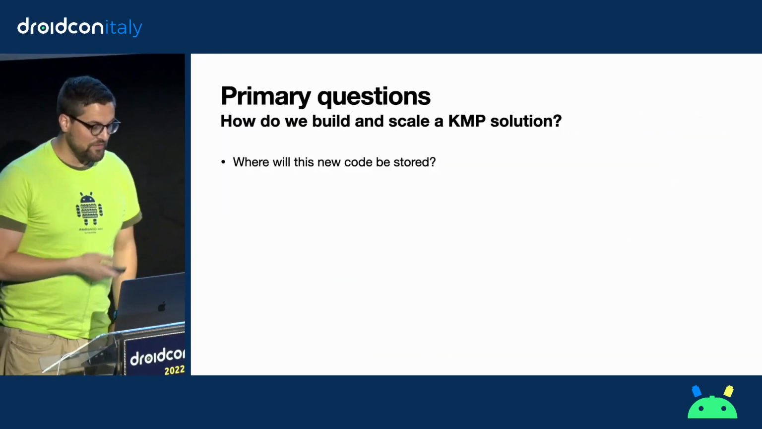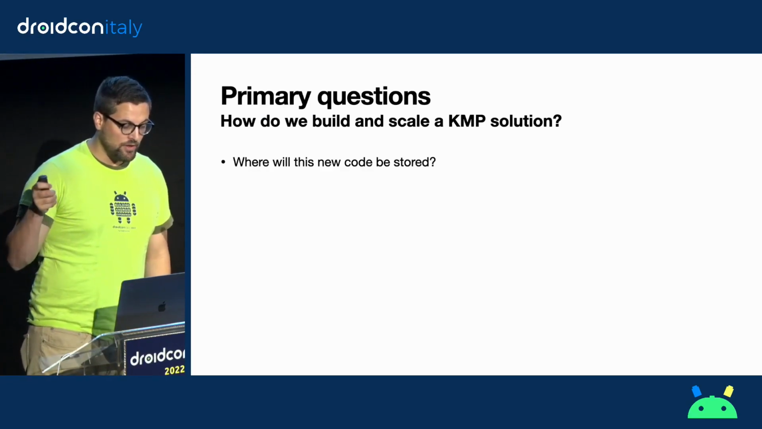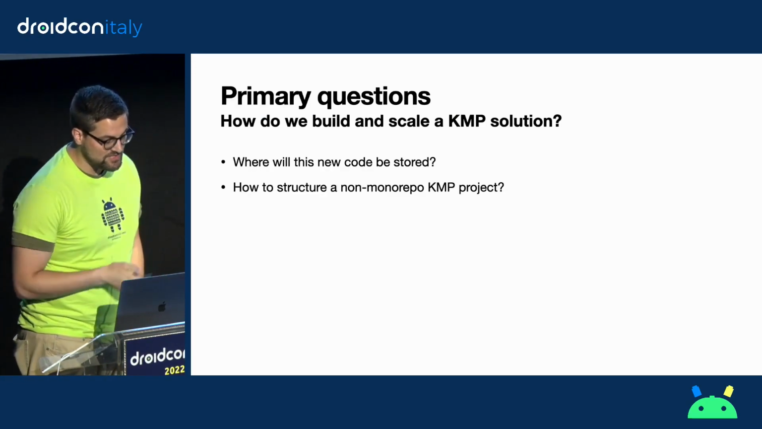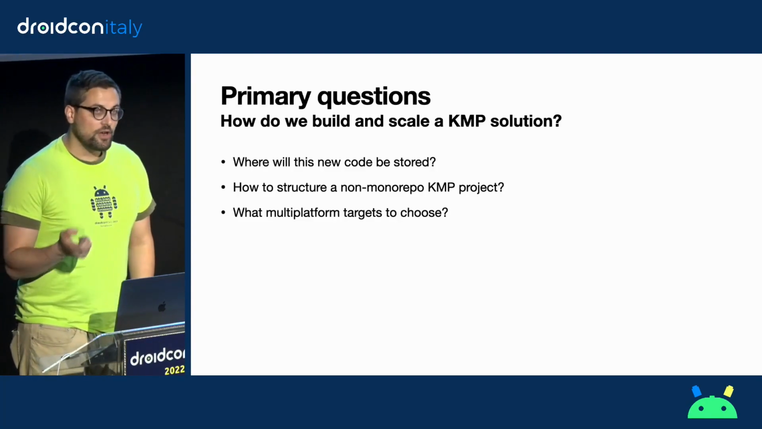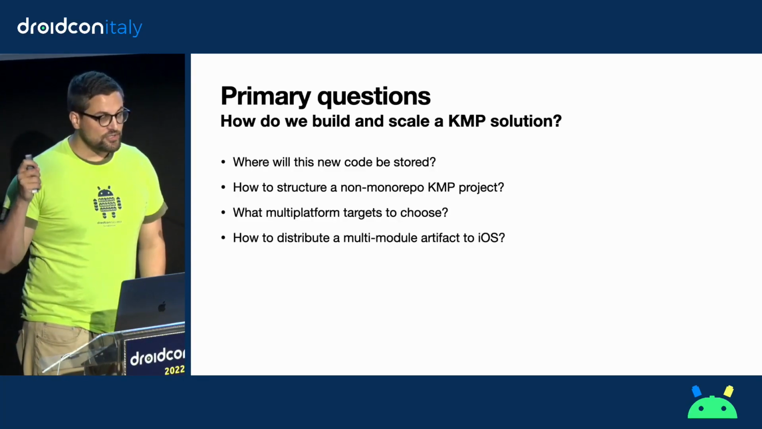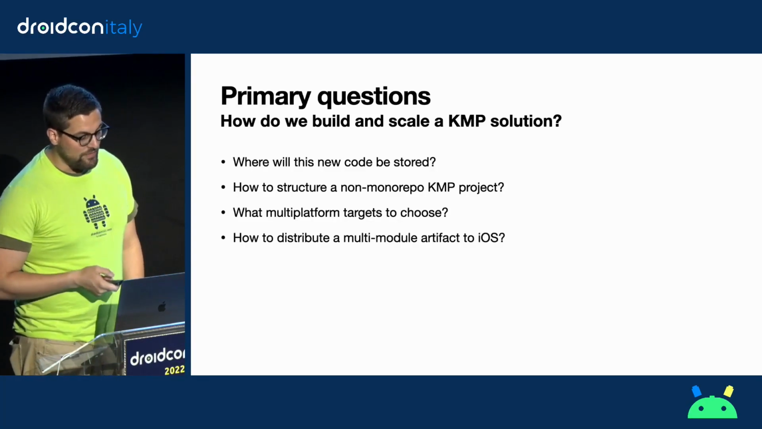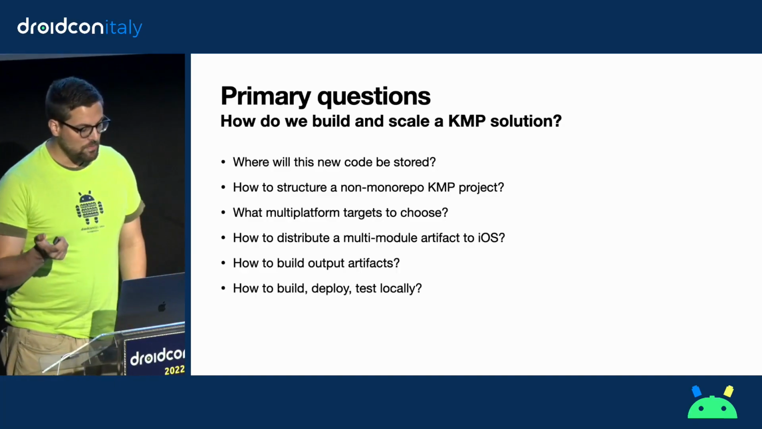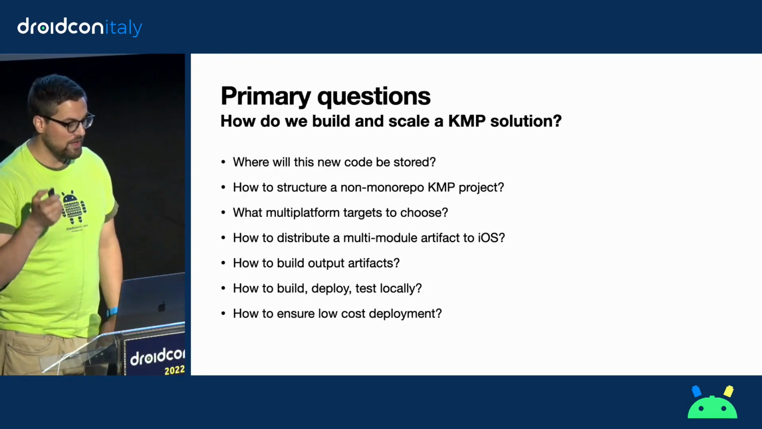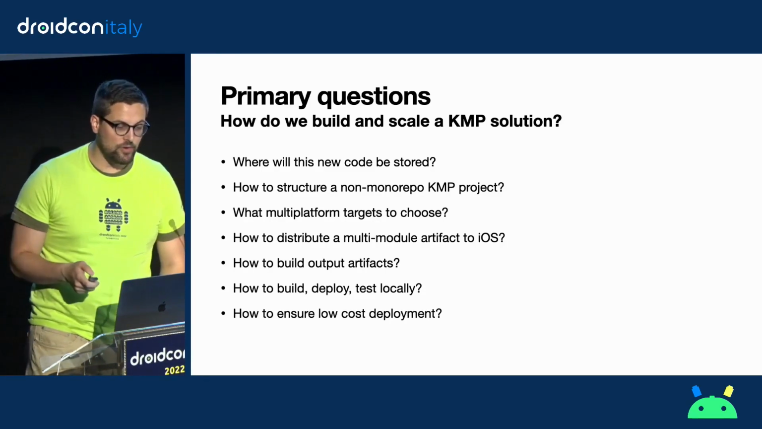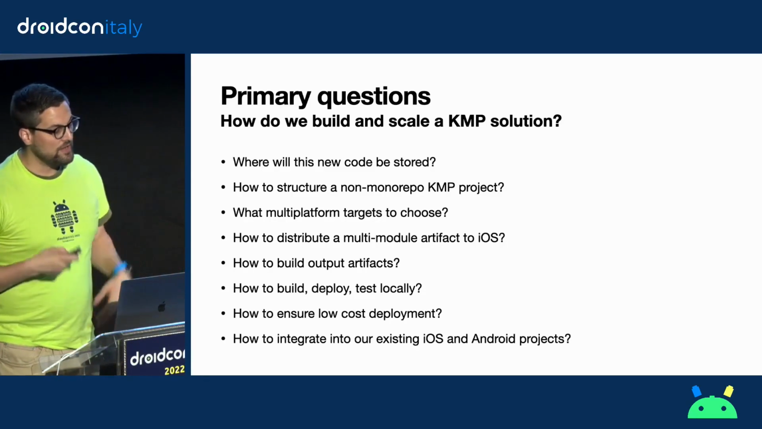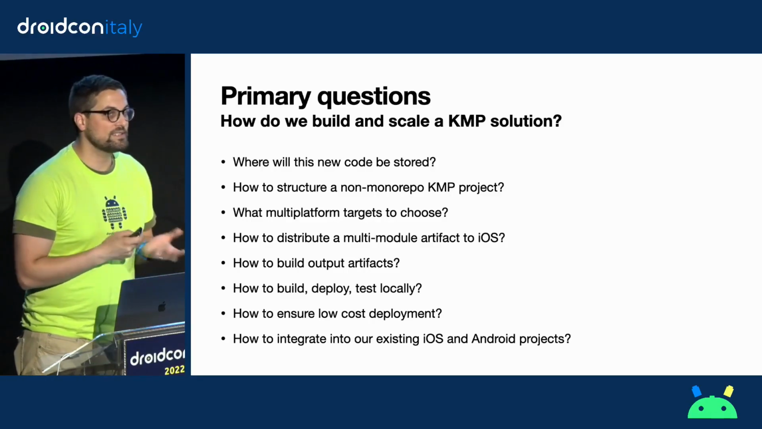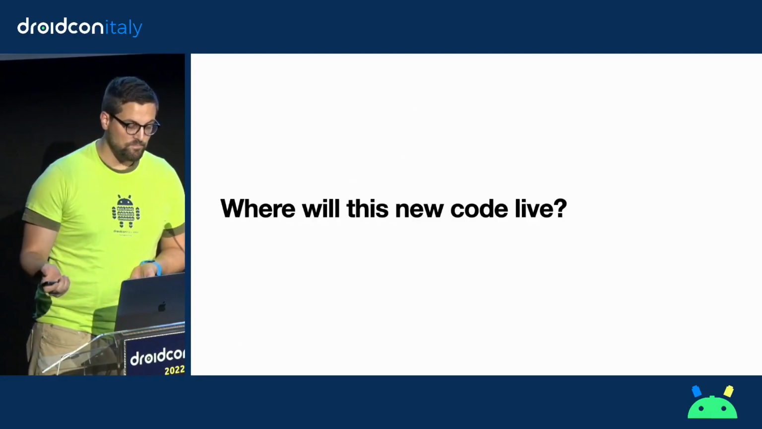So let's just revisit our primary questions again real quick. Where will this code be stored? How are we going to structure the project? What targets to choose? How to distribute a multi-module artifact to iOS? How do we build the output artifacts in general? How do we build, deploy, and test locally? How do we do it again in CI for low cost? And ultimately, how do we integrate all of this into our existing Brownfield applications?